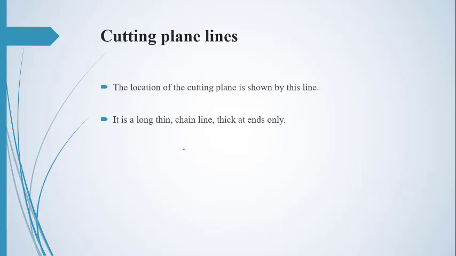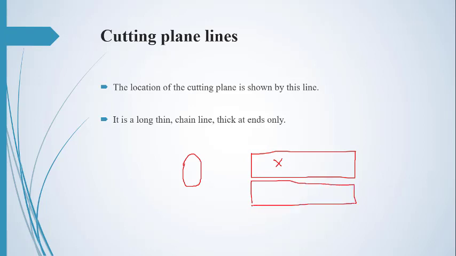Cutting plane lines are those lines which cut the plane. For example, if I say that here are two formations of rocks, like this is X and the other formation of rock is Y, so these are two different formations, and these formations can be cut across a plane. So the line used for a cutting plane is known as a cutting plane line.